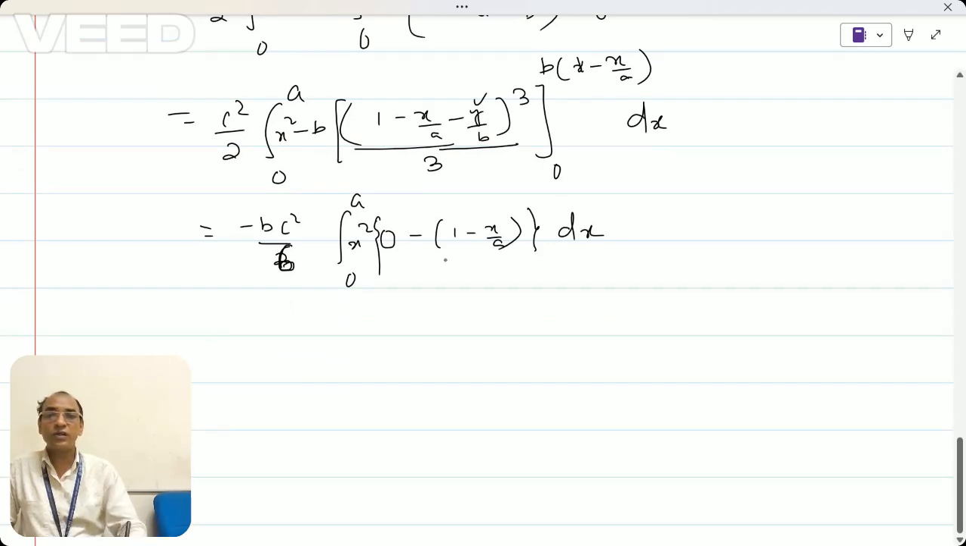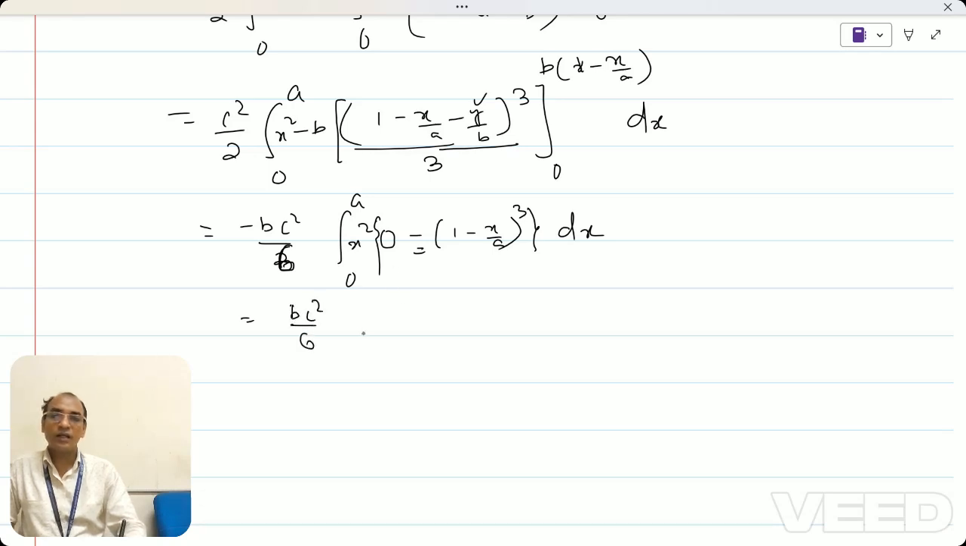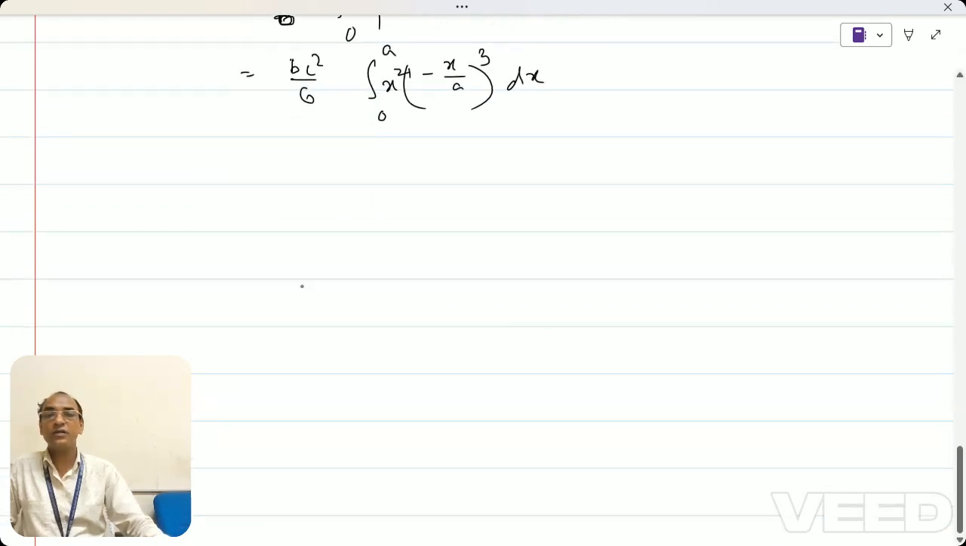So this minus and this minus will be plus, so I will have bc square by 6, and this one will be integration 0 to a, 1 minus x by a to the power 3 into x square dx.